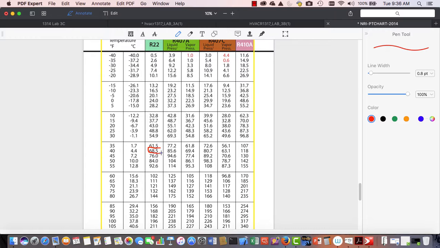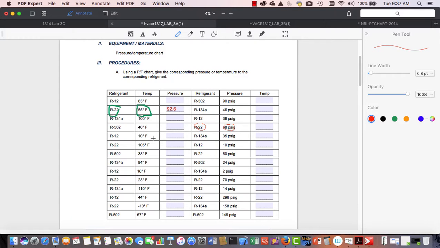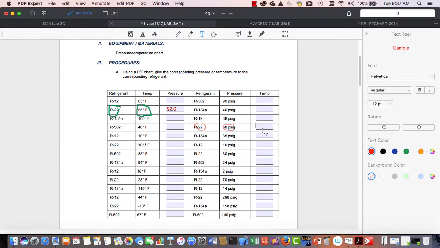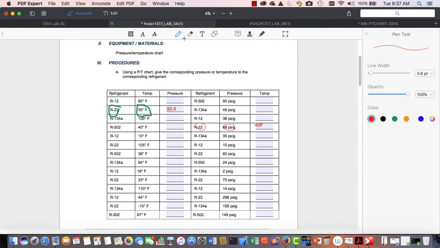My closest is going to be 68.5. Come to what your closest number is. Come over to the left-hand side. My temperature's 40, or slightly under 40. It's probably going to be like 39 or something like that, but 40 is close enough. So we know R22 at 68 psi is going to be right at 40 degrees. So my answer over here is going to be 40 degrees. And you might as well put an F on it because we do want to let people know it's Fahrenheit.